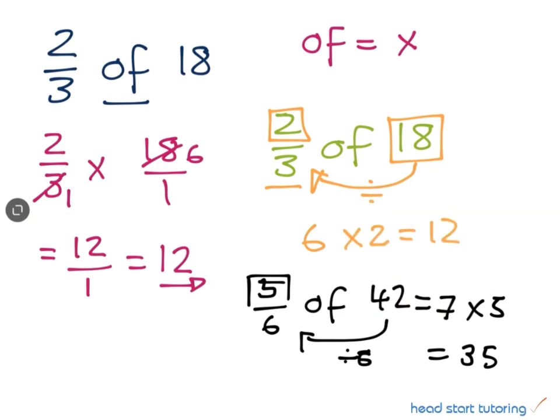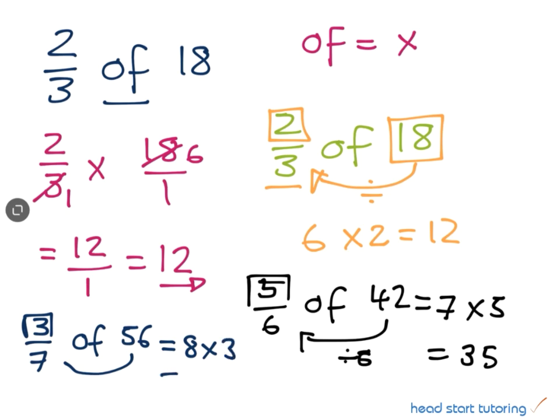Let's have a look at 3/7 of 56. 56 divided by 7 is equal to 8, and 8 times by our numerator, which is 3, is equal to 24. So 3/7 of 56 is equal to 24.